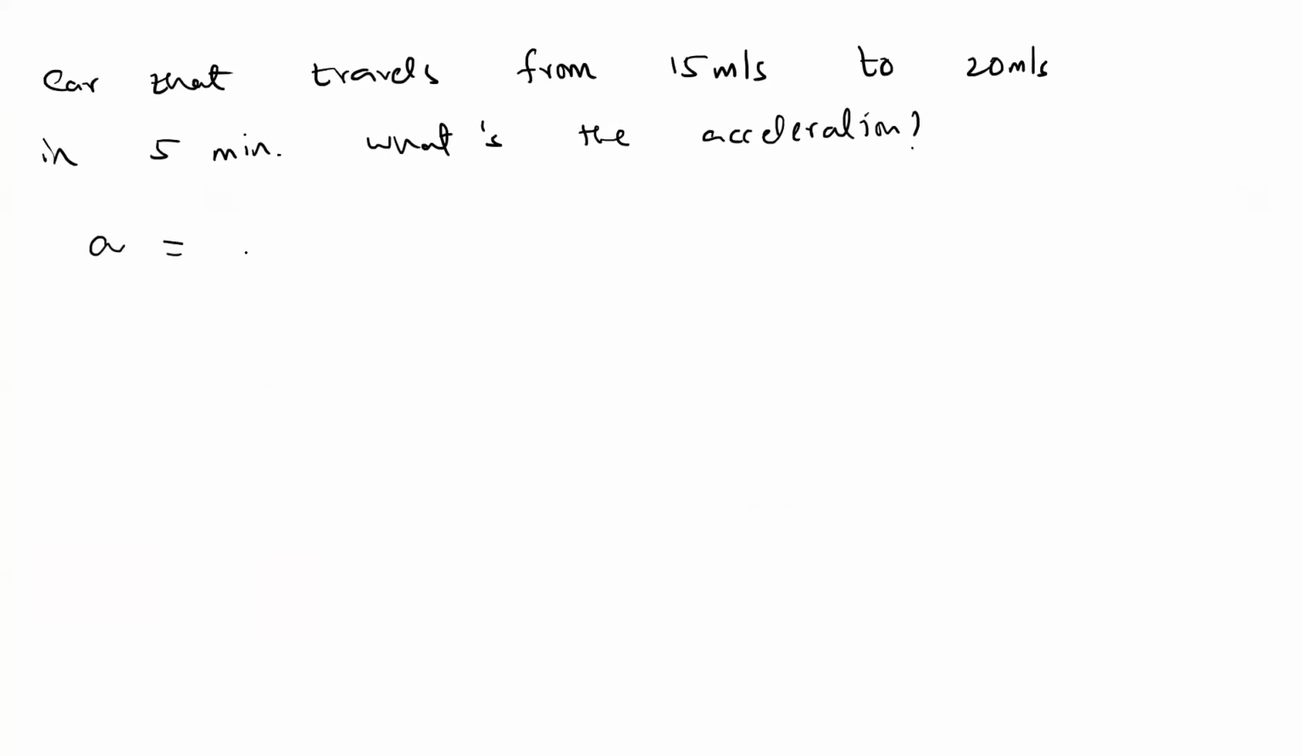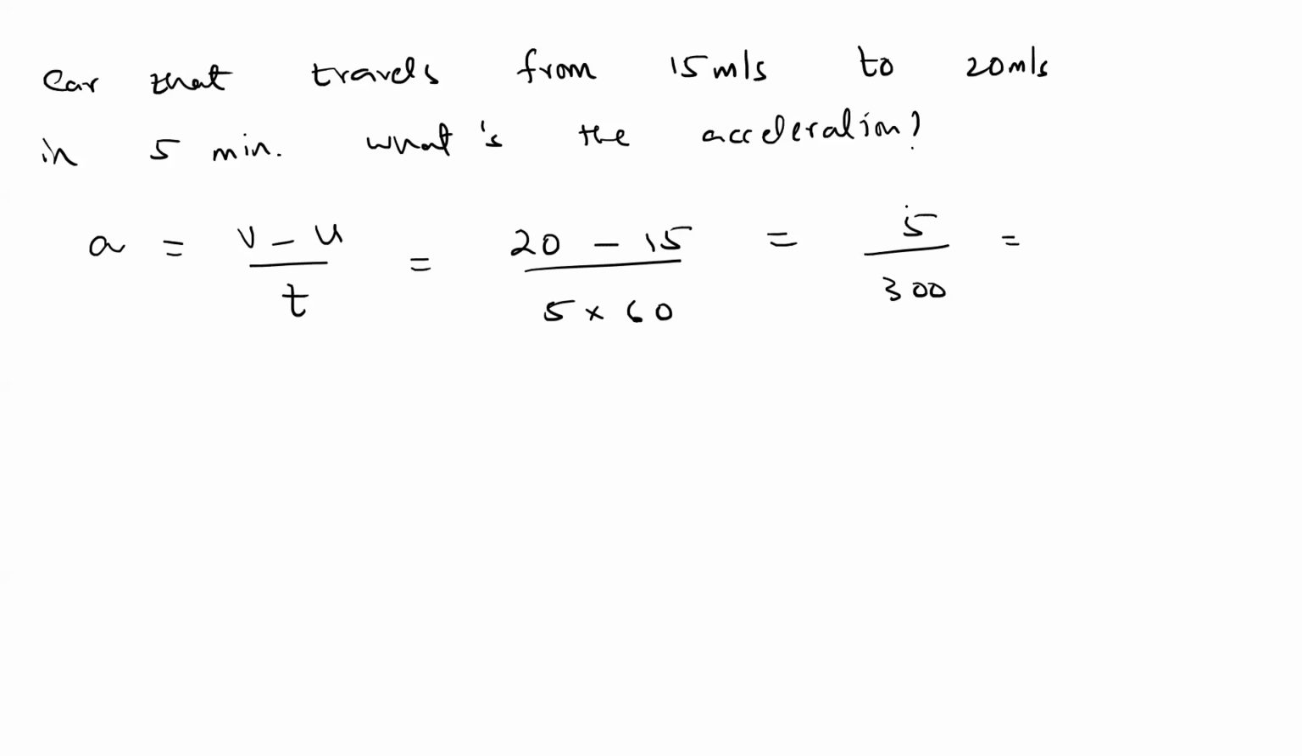So basically, acceleration is change in velocity over time. So velocity is 20 minus 15, over time is 5 minutes, but we have to convert it into seconds. So that's 5 over 300, and that would be around 0.016 meters per second squared. That's the unit of acceleration. Acceleration is expressed in meters per second squared.